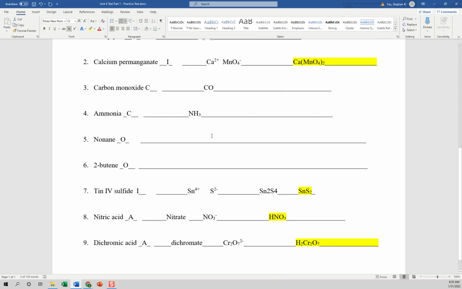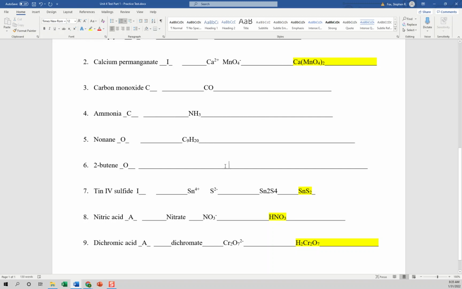And then nonane. Non means 9 carbons, so 9. And ane means times 2 plus 2. So we'll take our number of carbons, 9, we'll multiply by 2, 18, and then we'll add 2. So C9H20 would be our final formula for nonane.